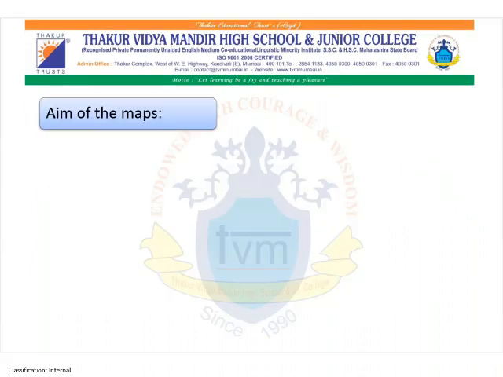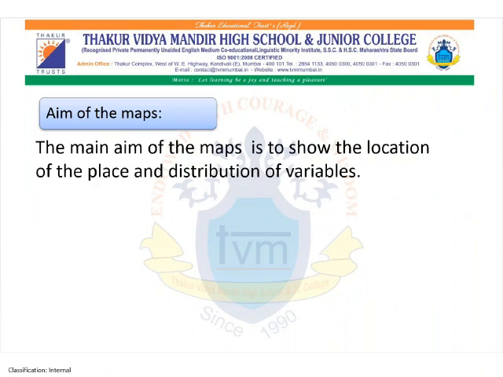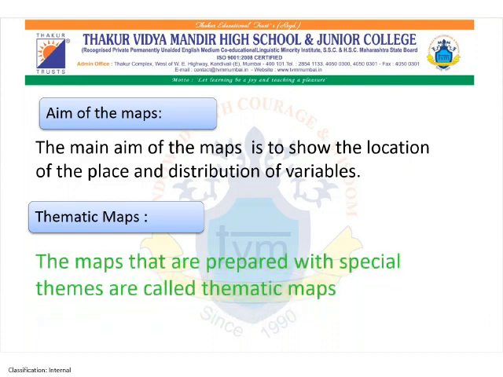Let us see what the aim of the map is. The main aim of the map is to show the location of the place and distribution of variables. Thematic maps. In thematic maps, the maps are prepared with special themes and they are called thematic maps. A thematic map is a map that focuses on a specific theme or subject area. Thematic maps emphasize spatial variation of one or a small number of geographic distributions.